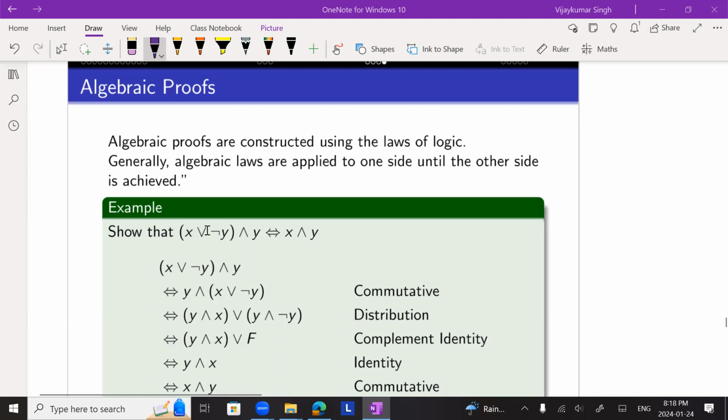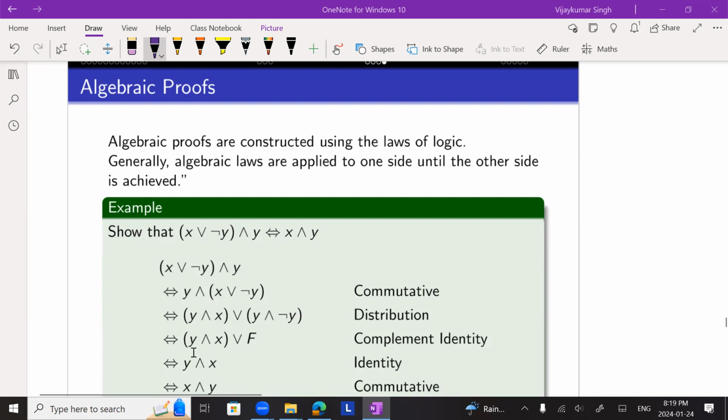You have x or negative y, and y. Sorry, x or negative y and y. Yeah. So you will distribute. Once you distribute, you'll get what? Here we are using commutativity. You don't need to. You can just say y and x or y and negative y. Y and negative y, it's always what? F, right? It's one of those laws, right?